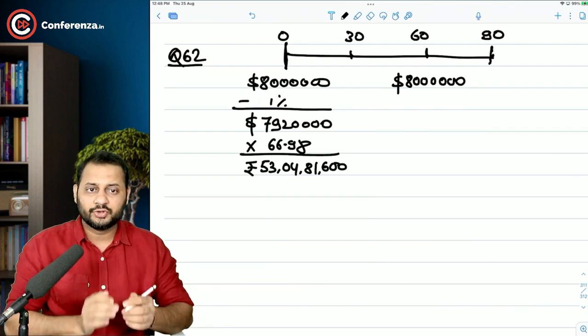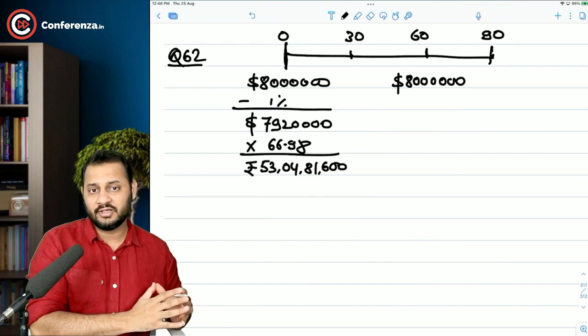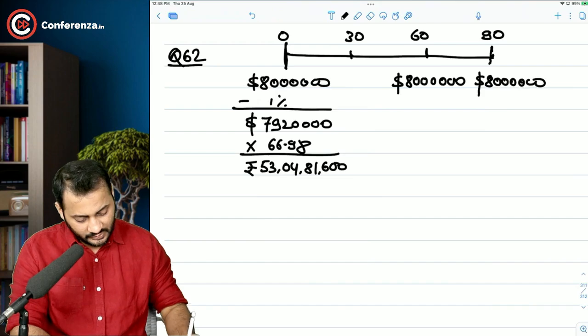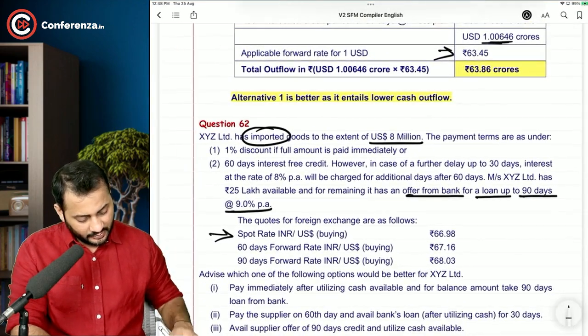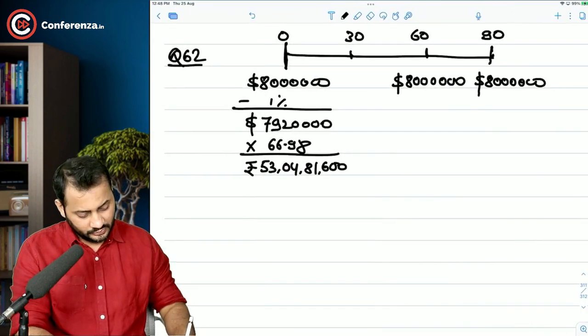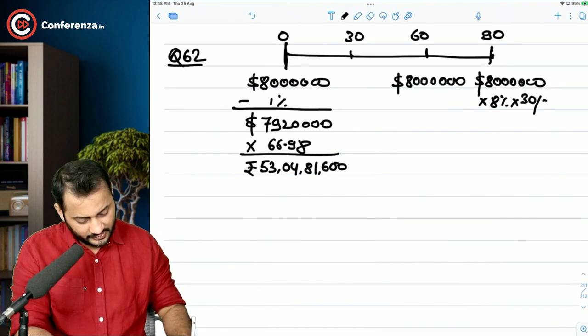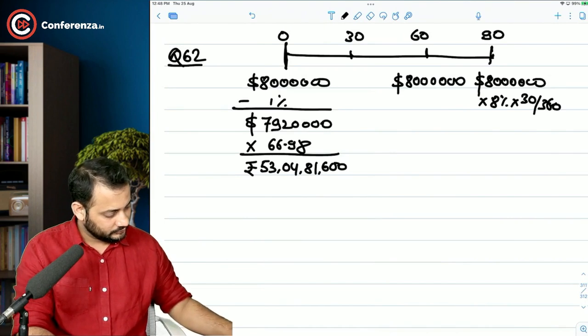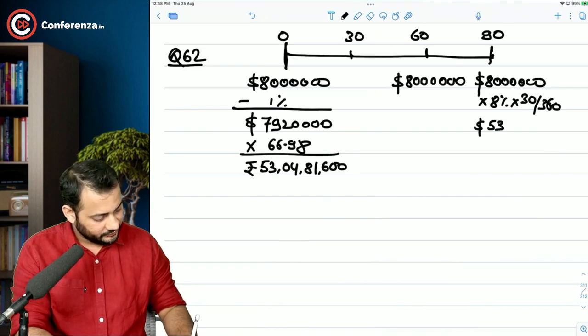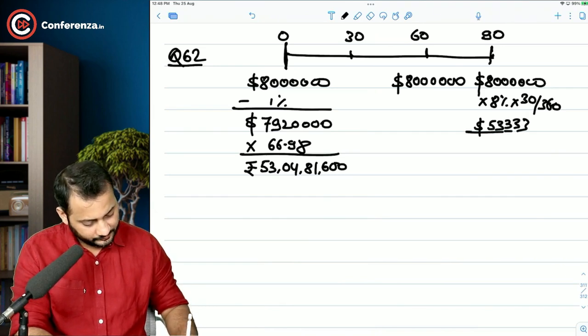Okay. And if you choose to make the payment further after 30 days, we will have to pay the interest on that to the supplier. How much interest? We will pay around 8% per annum. So into 8% into 30 by 360. So the interest amount will be, we will be asked to pay this much of the interest, 53,333, and the total amount will be 80,53,033.